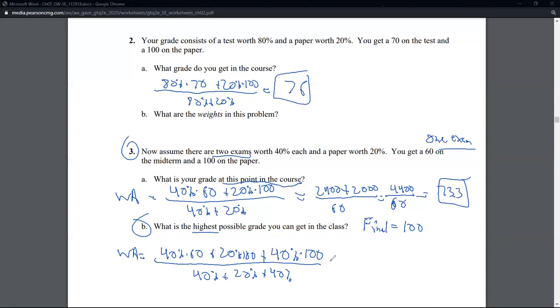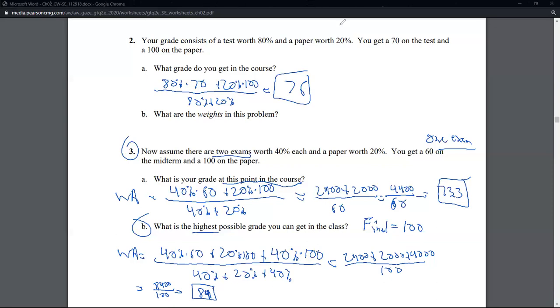Yes, LOL indeed. All right, so 40 times, all of the first bits are still the same, so that's 2,400 plus 2,000 plus the 40 times 100 is going to give us 4,000, divided by 40 plus 20 plus 40 is 100. Adding all of those up, that's 4,400, 8,400 divided by 100, cancel the zeros, and you get an 84 as the highest possible grade that you can earn.